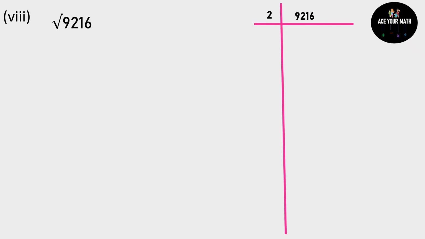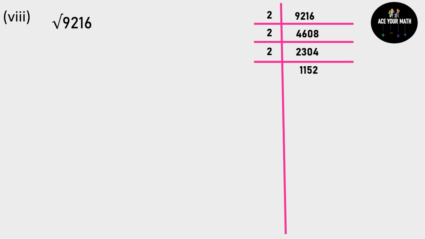Let's find the square root of 9216. See, 9216 is ending with an even number. It means it is divisible by 2. Now divided by 2, we get 4608. Again divided by 2, you get 2304. 2304 is divisible by 2.